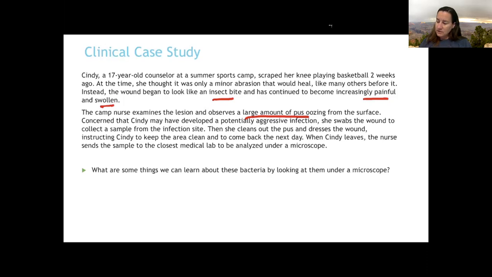So she thinks it's an aggressive infection. She's going to swab it and collect that sample, and she's going to clean and dress the wound, and she is going to send out the sample to a medical lab so they can see what is that in Cindy's wound. What has she got? Why is it infected? And what is the source? What's the cause of the infection?